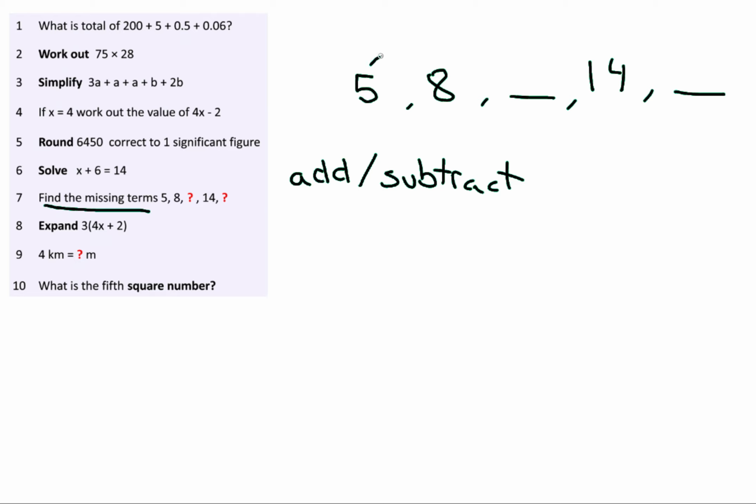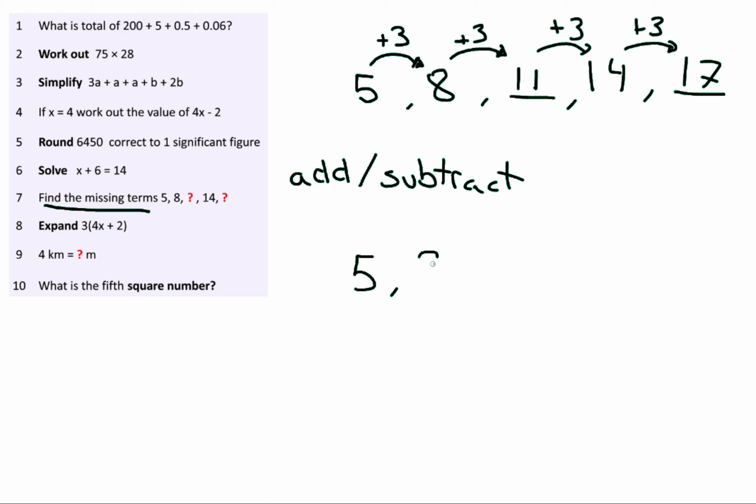As you can see, what do you have to add to 5 to get to 8? So 6, 7, 8, so you have to add 3. Therefore, what do you have to add to 8 to get to the next number? We know that my rule is add 3, so 8 plus 3 is going to be 11. 11 plus 3 is going to be 14, and 14 plus 3 is going to be 17. Okay, that's one way.